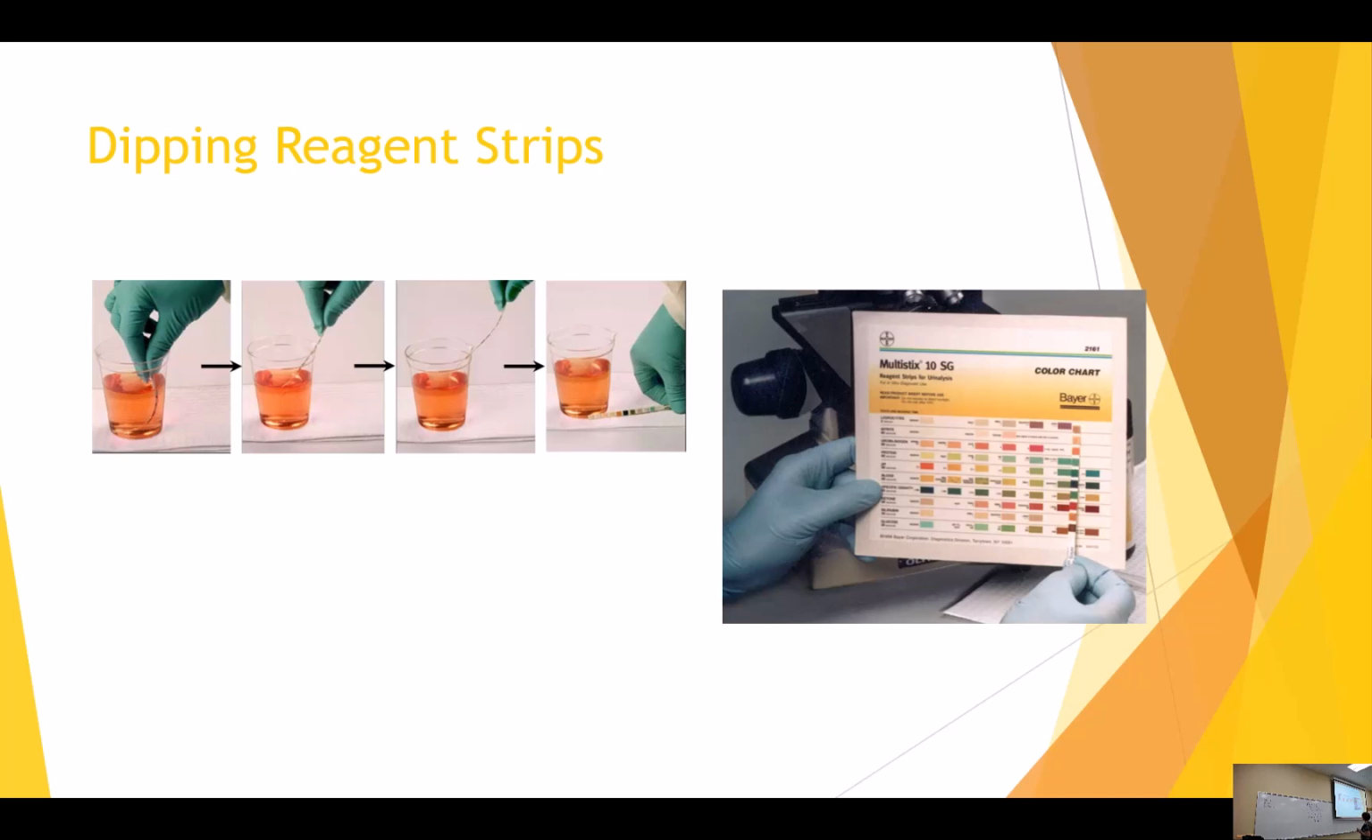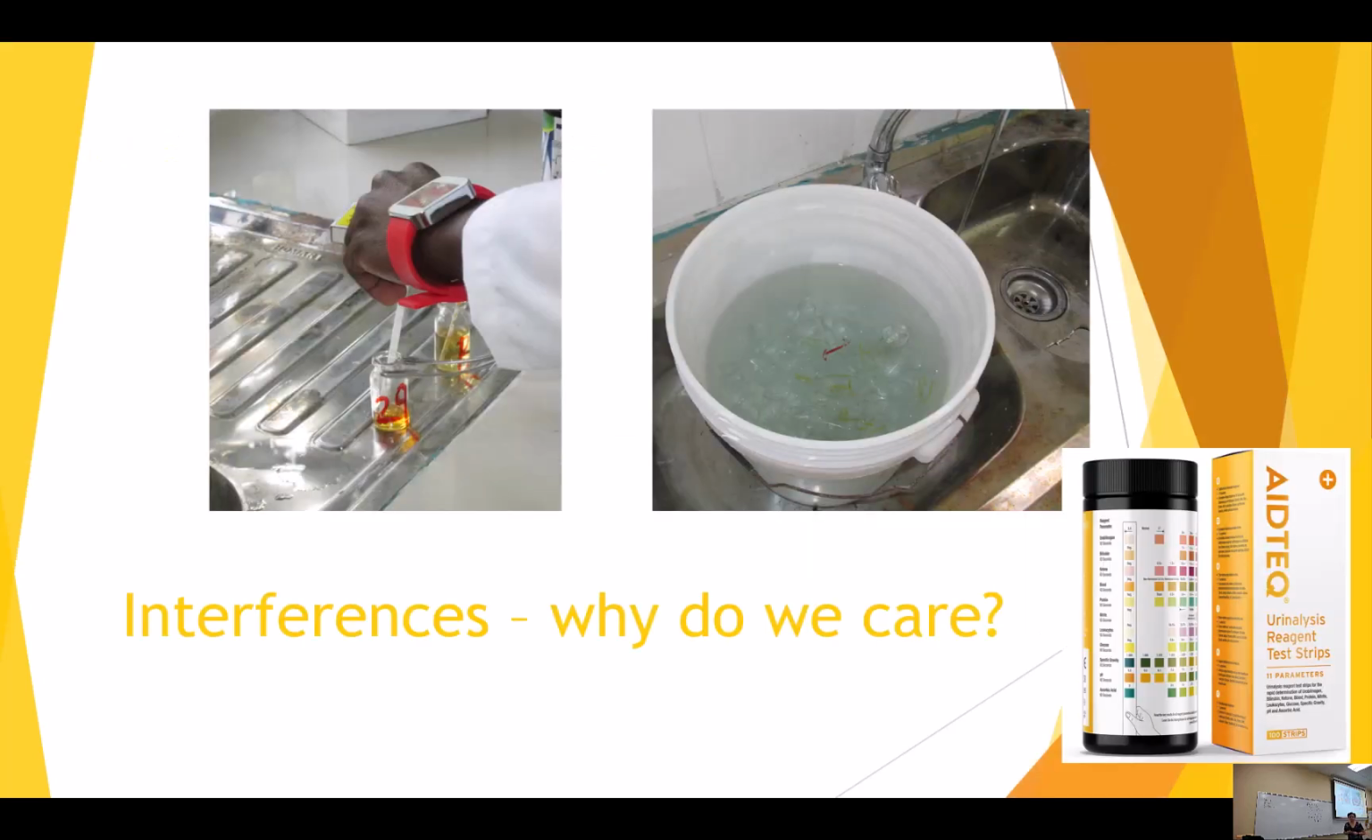Then at a specified time, we're going to compare the color of the pad to the color chart on the side of the bottle. This is old school with the paper. I like it because you can see the colors very easily for our situation for the video, but we all know it's on the sides of the bottles now.